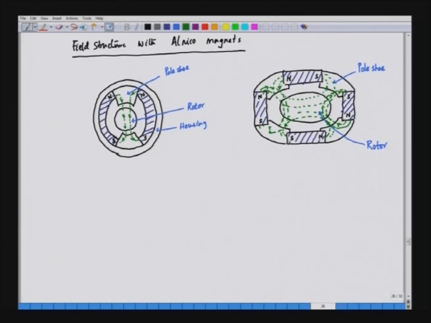So, in this case we have a 4 pole structure, and this is realized using 4 Alnico magnets, and these magnets are long magnets. Now, we can have another structure also in which we have the rotor and again long magnets. This is the magnet in this case, and then we have a stator core.